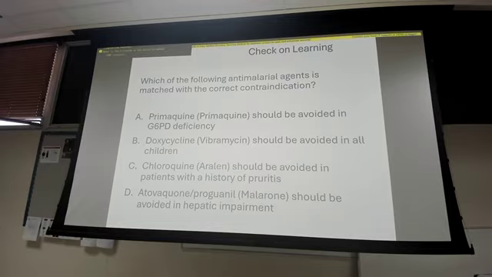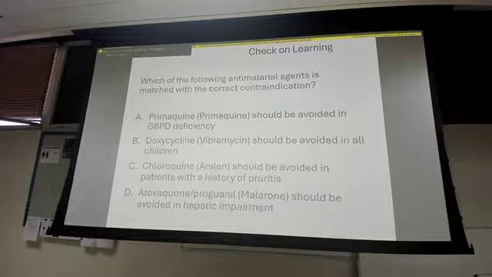Your check on learning. Oh, you're reading. You will get everybody to answer it. For which of the following antibiotic agents is the correct contraindication listed? What are we thinking? Left side, yes, it is.